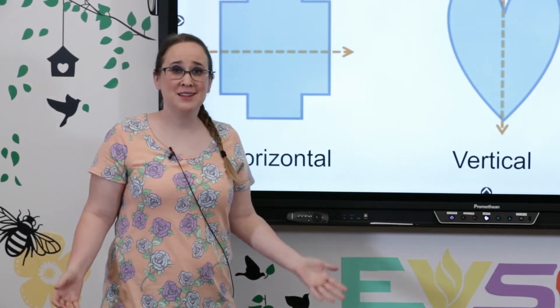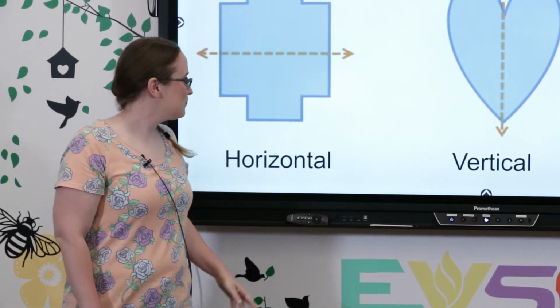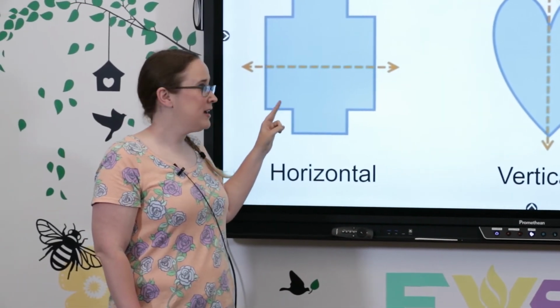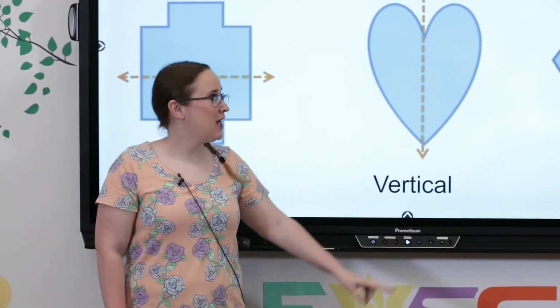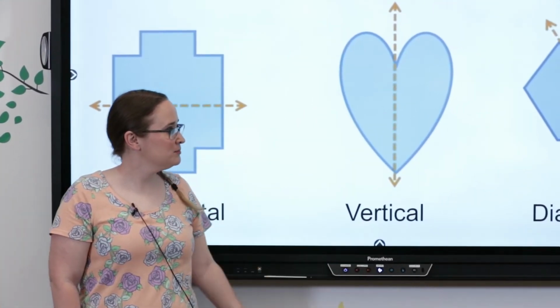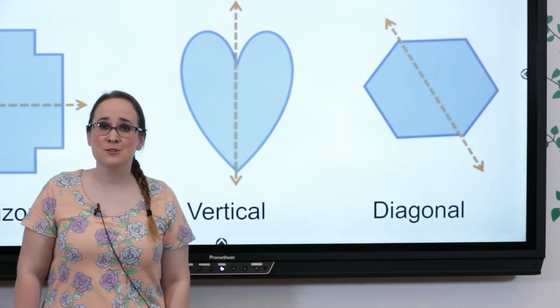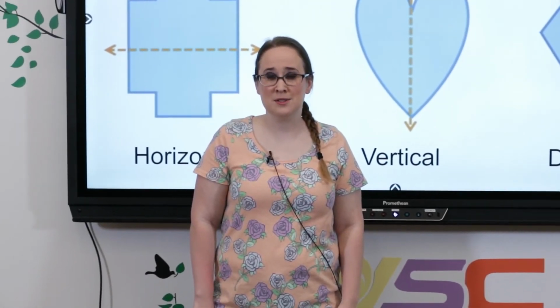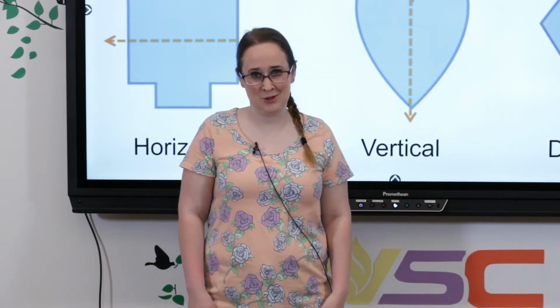To help determine lines of symmetry, there's three kinds of lines that we can draw. A horizontal line goes from left to right, a vertical line top to bottom, and a diagonal line corner to corner. These are the three ways that we're going to use today to figure out if our shapes have lines of symmetry.